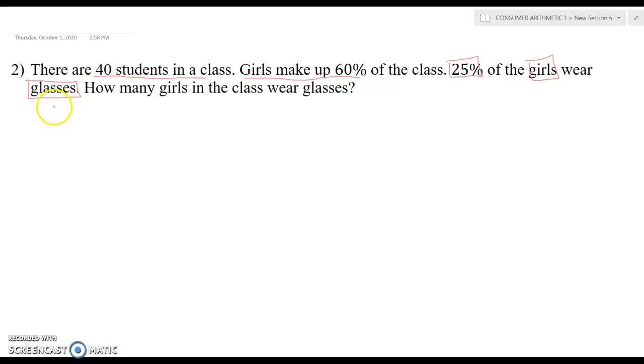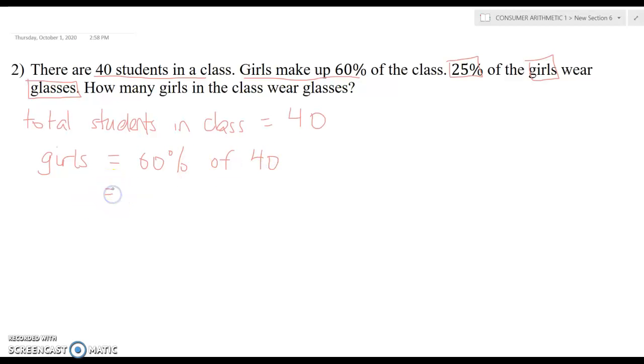So first of all, we know that the total students in the class is 40, right? Girls make up 60% of that. So the girls will be equal to 60% of that 40, of the total. So let's find out how many girls we have. So that's 60 over 100. Of means multiply by 40 over 1.